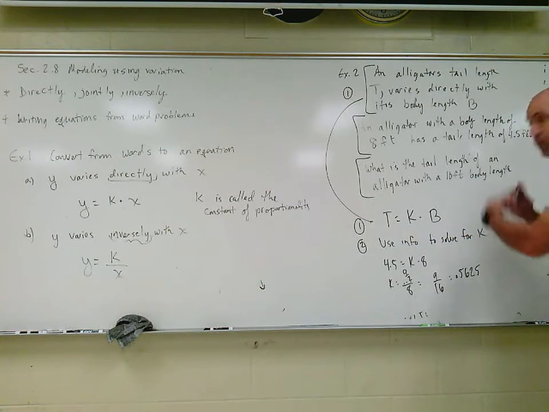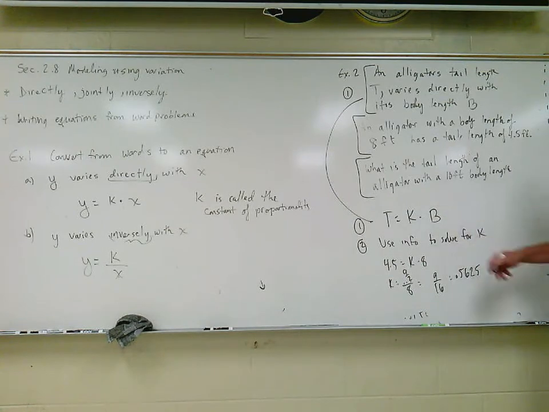All right, now I can improve my equation. Now that I've solved for K, I know that the tail length is 0.5625 of the body length. So it's basically telling us it's about half of the body length, right? Not a little bit more than half. So if you know the body length, you can get the tail length. That's it. And now you found your equation. All right, so there's step 2. Now step 3 is just plug and crank, right? Now you just plug in and solve.